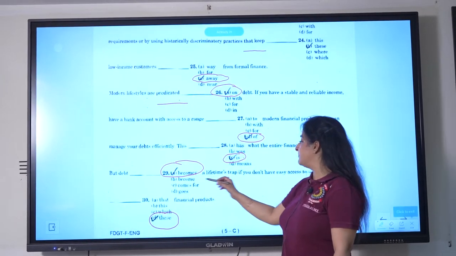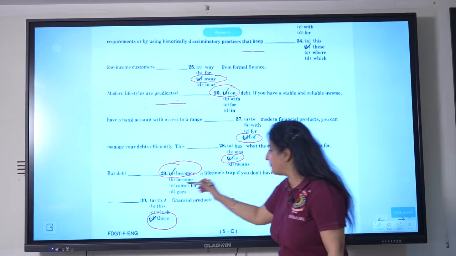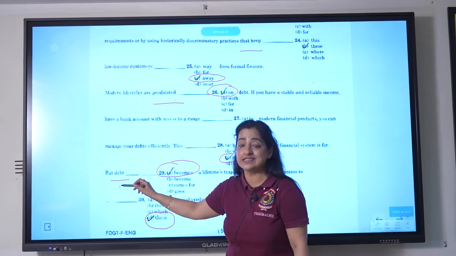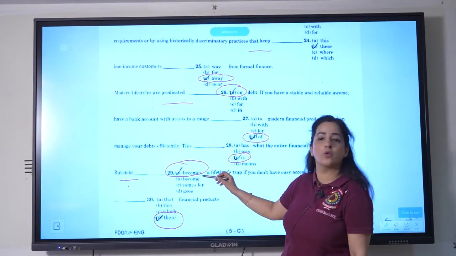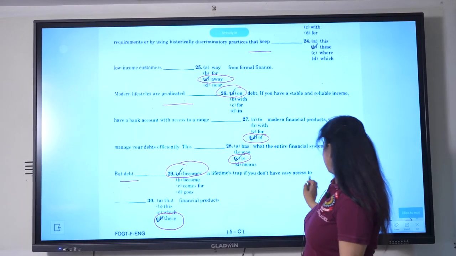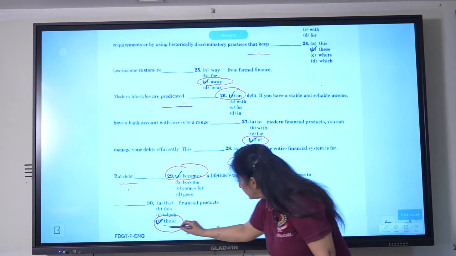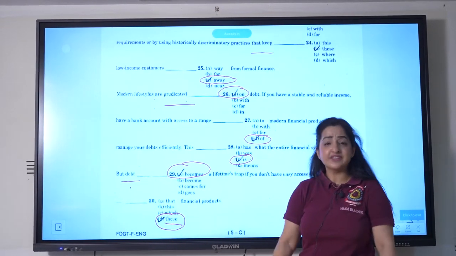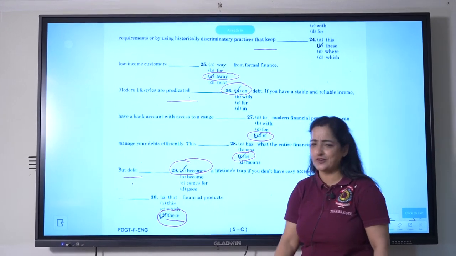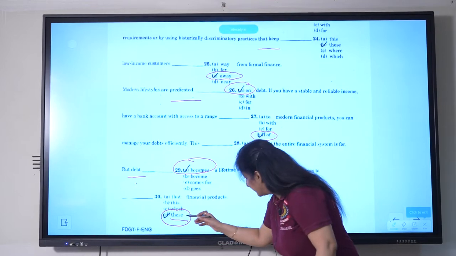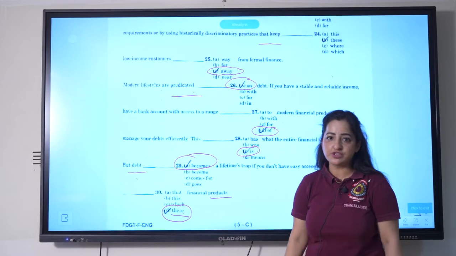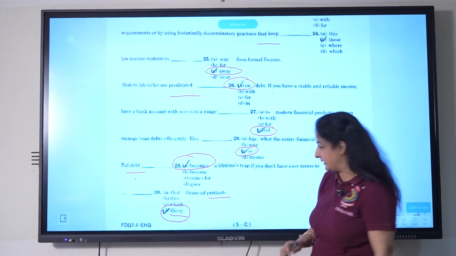But debt becomes a lifetime trap. Why not become? Because debt is an uncountable noun. Uncountable nouns always take singular verb, V1 S/ES. And therefore not Bravo. Easy to access. Again, these financial products. Singular plural knowledge is tested at three different places. So gone easy on you, actually. UPSC has gone easy. So these and products, and not this and not that, because this, that are used for singular. So this one was really easy. Okay, moving on.